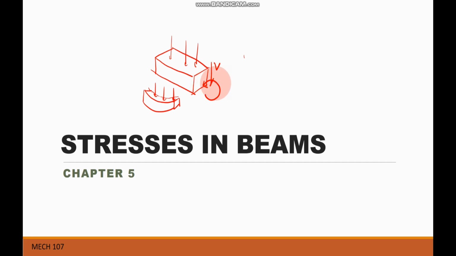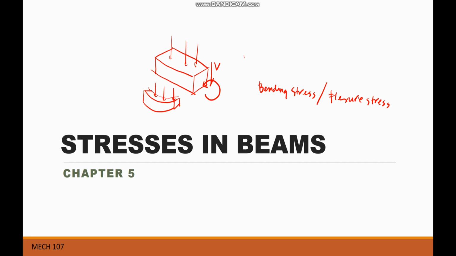So kindly take note that the stresses caused by the bending moment are known as the bending stress or the flexure stress. So again, the stresses caused by the bending moment is known as the bending stress or what we call the flexure stress. In this chapter, we will be deriving the relations between the bending moment and the flexure stress, and then the vertical shear and the shearing stresses.